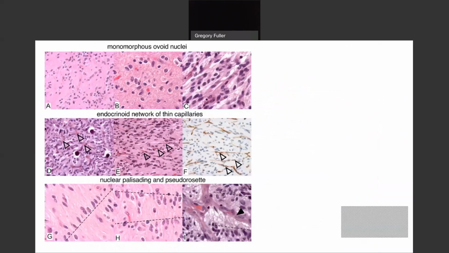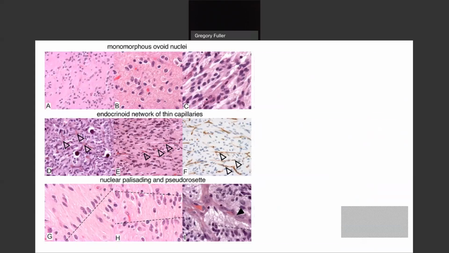Monomorphous ovoid nuclei, which in the paper they describe as looking oligodendroglioma-like. An endocrinoid network of thin capillaries. Yes, we have that in the case we're looking at. Microcalcifications, I didn't show them, but I told you they were there. And then nuclear palisading and pseudo-rosetting. That's a very poor example, in my humble opinion, on the far right of the perivascular pseudo-rosettes. Our case was even better.